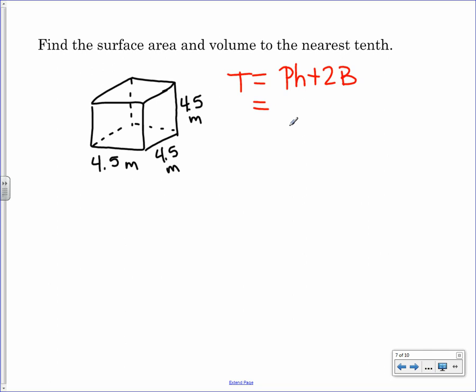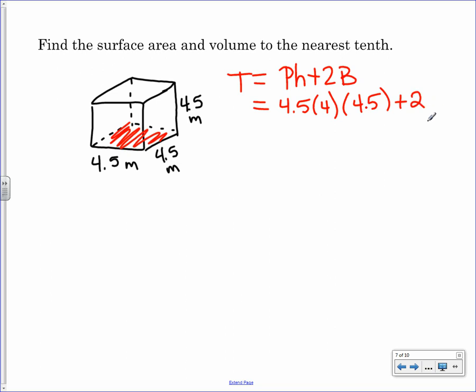P stands for the perimeter of the base. On a square prism, on a cube, couldn't I call any of them the base, really? Typically, most people pick the bottom one, right? So if I'm talking about the bottom as the base, the perimeter is going to be 4.5 times 4 of them. If you really wanted to, you could say 4.5 plus 4.5 plus, but I just said 4.5 times 4. And then the height of the prism is what? This would be the height of it, 4.5. Plus that 2, capital B.